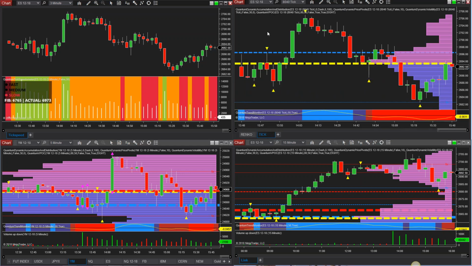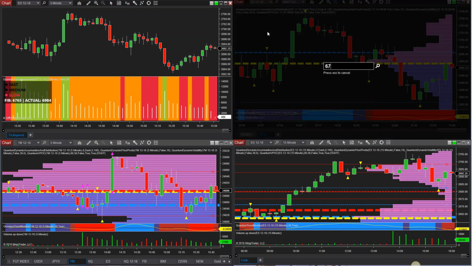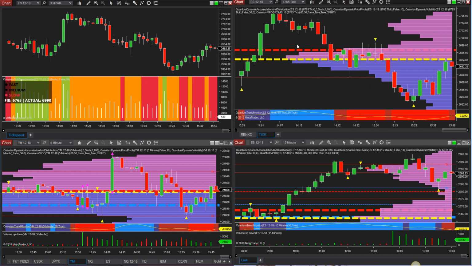I'm not sure what it's set to at the moment. It's currently at 8040 ticks. I'll just change that to a 6765. There we go. Just put a T on the end and that does that. So we're on the 6765 tick. So we're running at the right speed now. And that is one of the ways of using the tick speedometer.